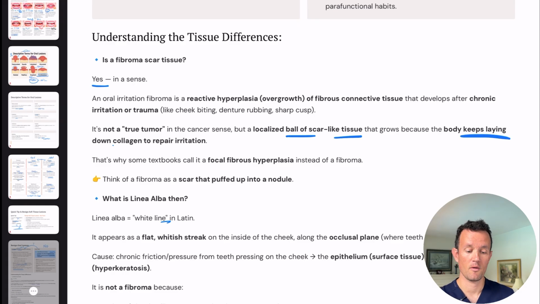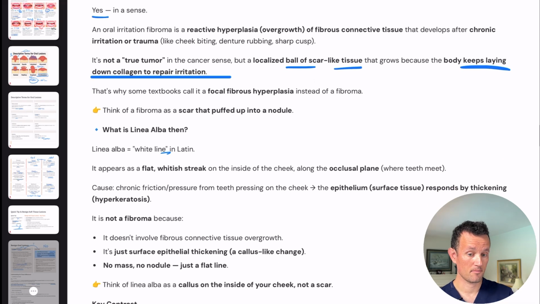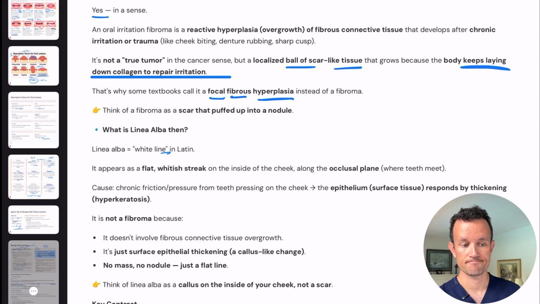The body keeps laying down collagen to repair irritation. That's why sometimes you may see a fibroma called a focal fibrous hyperplasia, which is a big fancy word to basically say focal, it's in one spot, fibrous, collagen, hyper, more of, plasia, make. Right? So it's a spot of collagen. Hyper means more. Plasia, think plastic. To make.